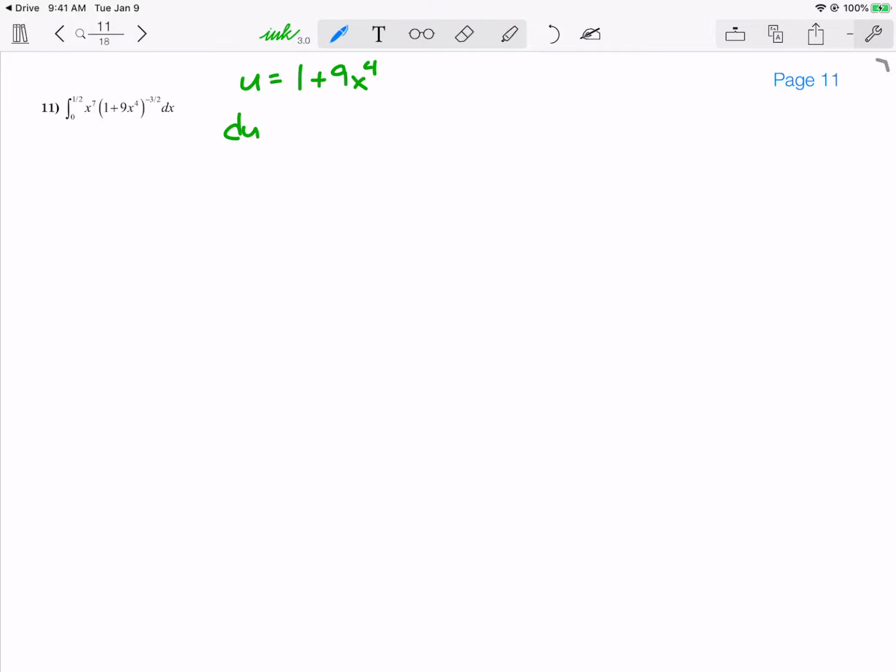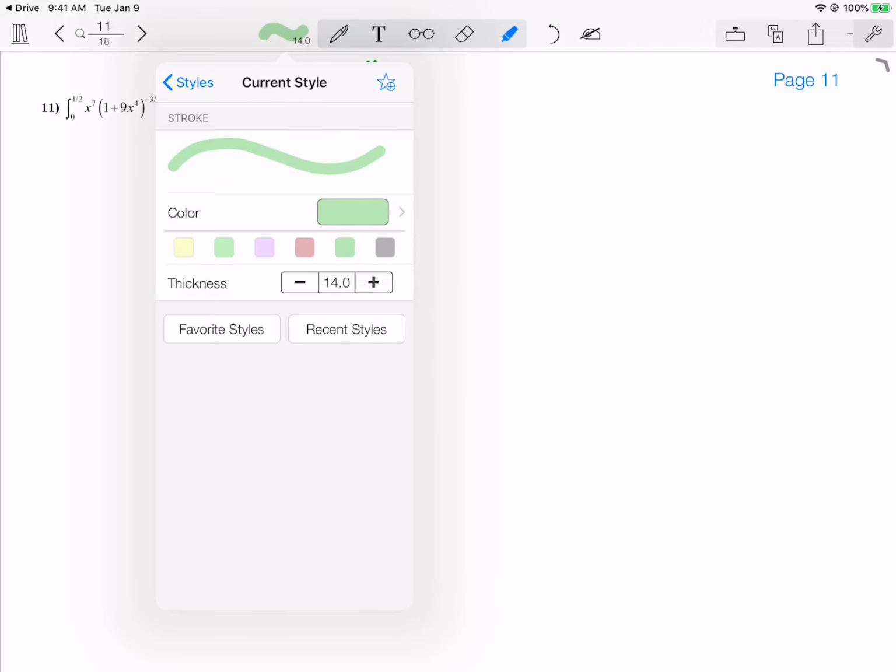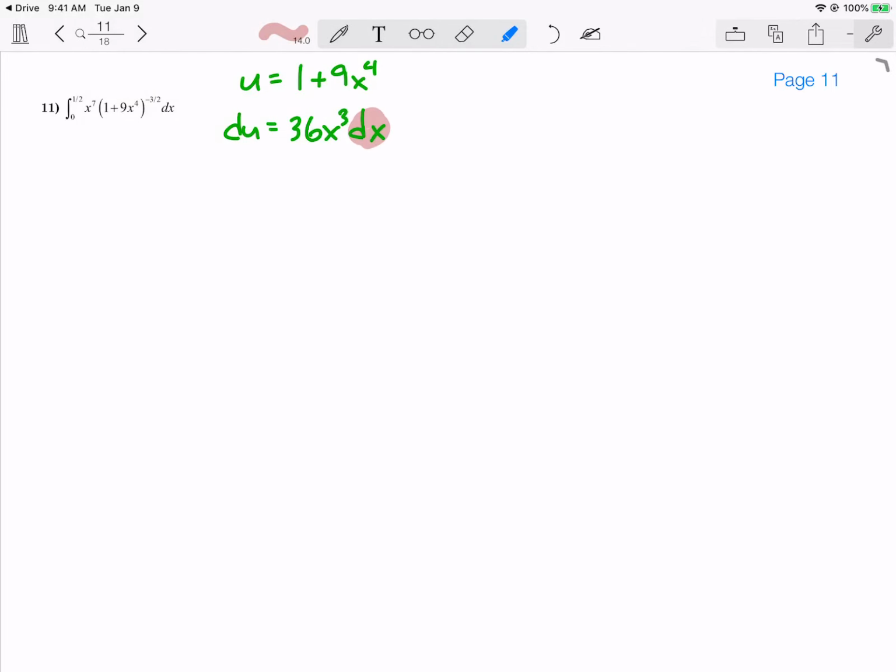Taking the derivative of that, I get 36x cubed dx. So now I have to ask myself, do I see this du anywhere? Well, obviously I've got, let's switch colors, let's go back to red, my dx. I do have x cubed, but it's along with 4 other x's.